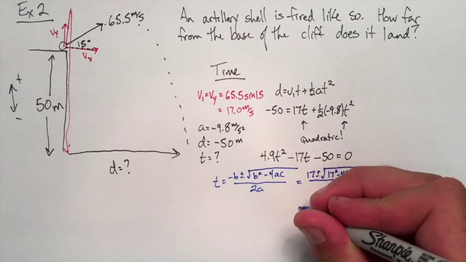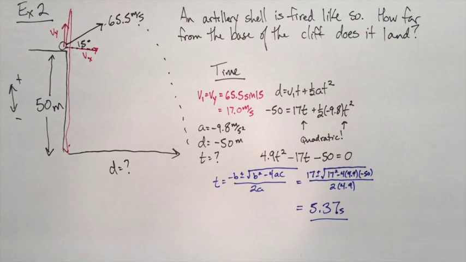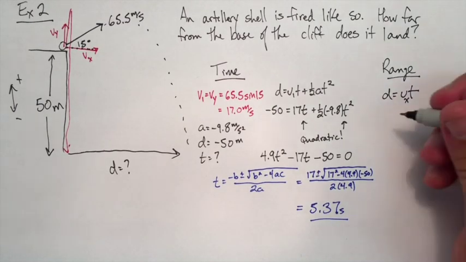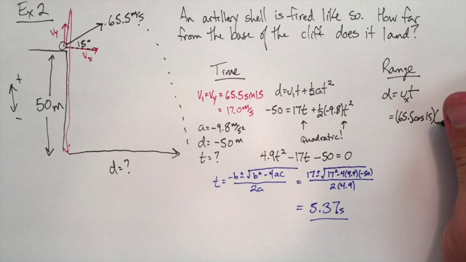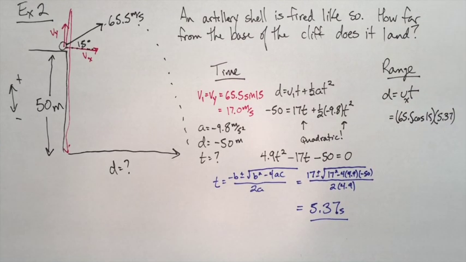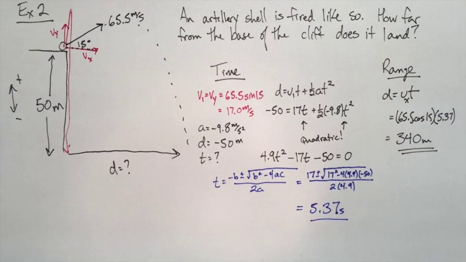Putting the numbers in, remember, if there's a negative, we have to keep that negative attached to the number. When you compute this in your calculator, we should get 5.37 seconds. The other answer to the root will actually give us a negative overall answer, and we cannot have a negative time. So finding the range, we now need the x component of that velocity. So 65.5 cos 15 times the time that we found. That will give us a range of 340 meters.